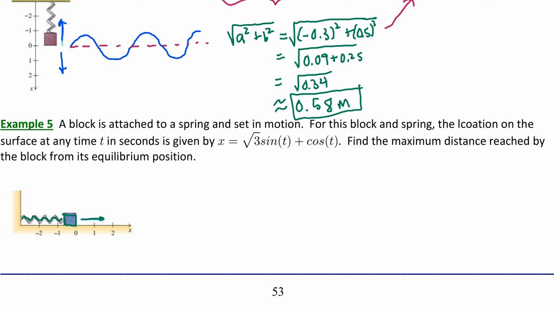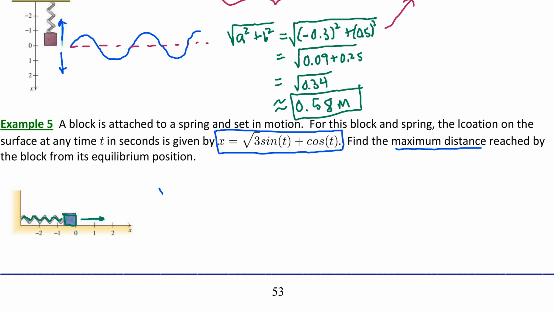When we're modeling this with a frictionless surface, we can say there's no damping forces present, and it will oscillate indefinitely. The position of that mass is going to look like a sinusoid when plotted versus time. For this block and spring, the location on the surface at any time t in seconds is given by x equals the square root of 3 sine t plus cosine of t. Find the maximum distance reached by the block from its equilibrium position. So recall that once again, the amplitude of the condensed sine wave is going to reveal this maximum distance.